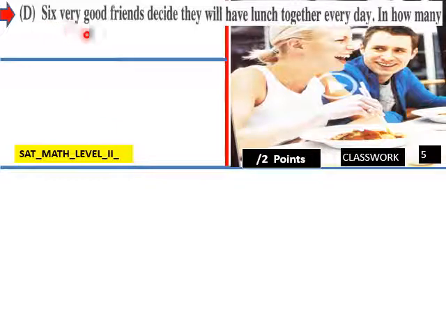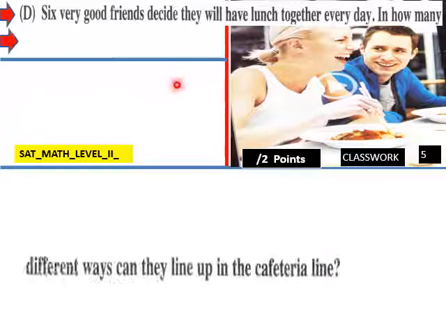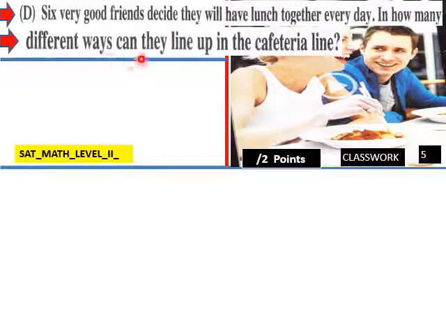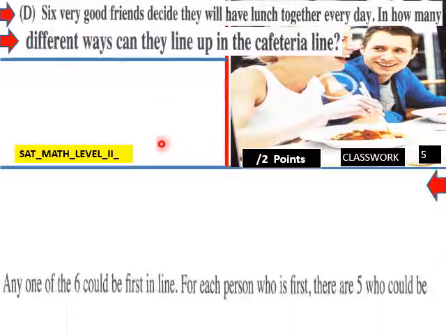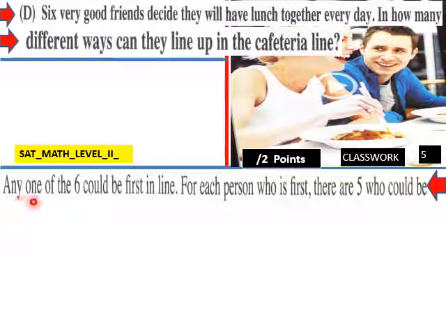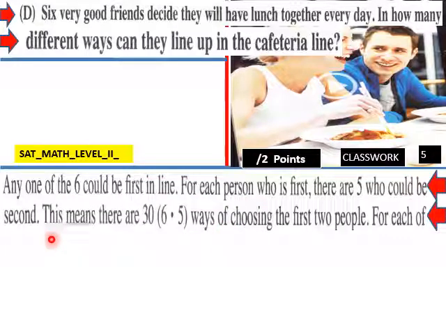Example D: 6 very good friends decide they will have lunch together every day. In how many different ways can they line up in the cafeteria line? So I have 6 very good friends here. Any one of the 6 could be first in line. For each person who is first, there are 5 who could be second.